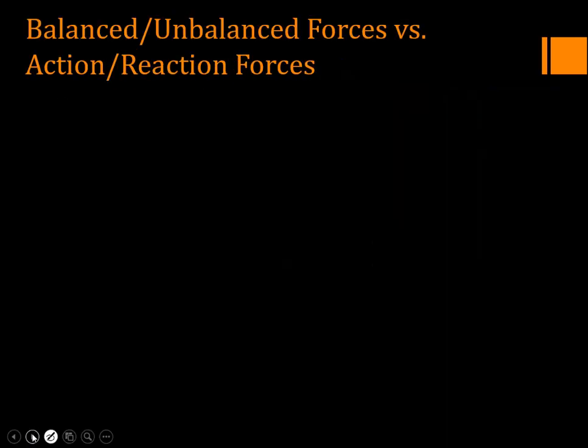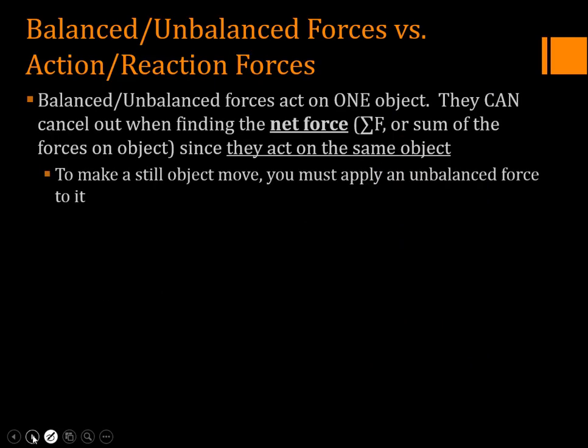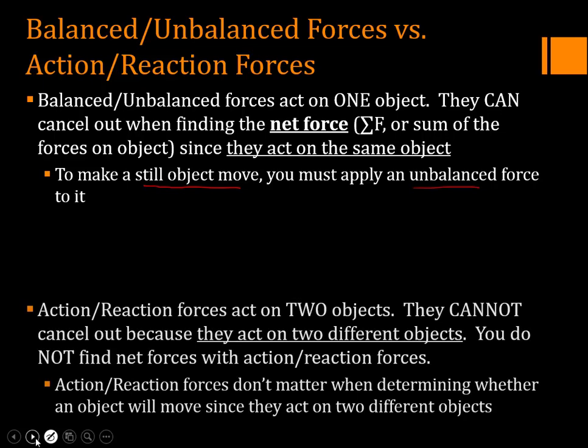Okay? So let's take a look at balanced and unbalanced forces versus action-reaction pairs. When we're talking about balanced or unbalanced forces, we're only talking about the forces that are acting on one object. And we can find the net force, and they can cancel out, and that's okay. And so if we want to make a still object move, we want to change its motion, we apply an unbalanced force to it. Unbalanced forces cause a change in motion.